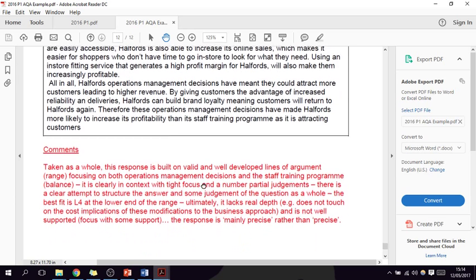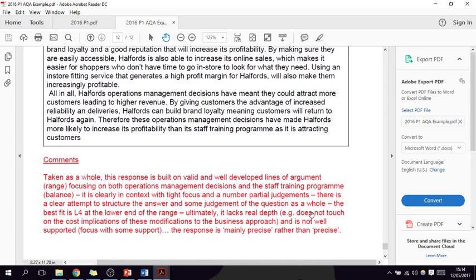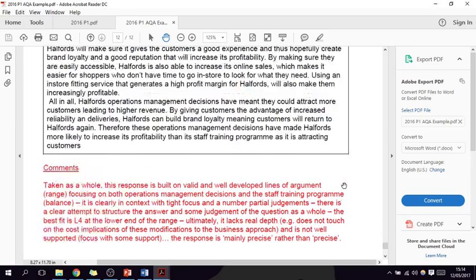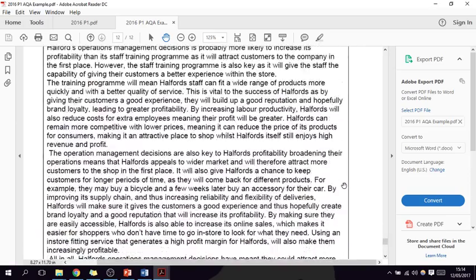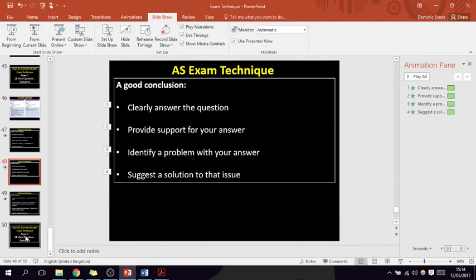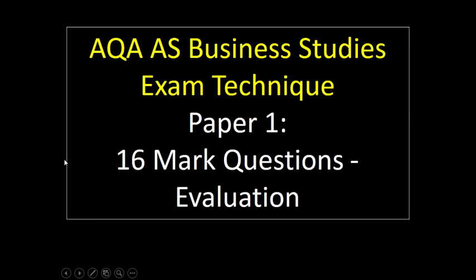It's got into level 1, 13 out of 16 isn't too bad, but the final feedback from AQA is that ultimately it lacks real depth, it doesn't touch on the cost implications, and it's not well supported. The response is mainly descriptive rather than precise. So that's got 13 marks. I hope that helps you in your 16 mark evaluation questions.